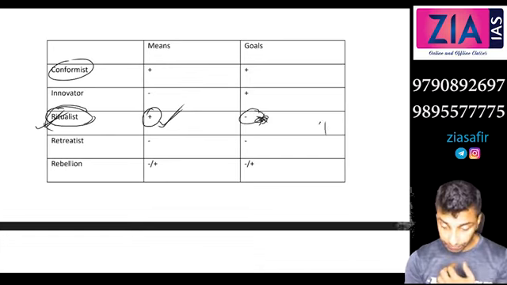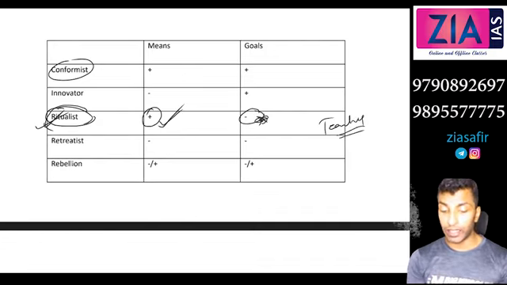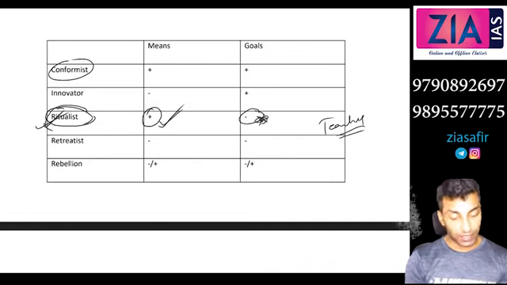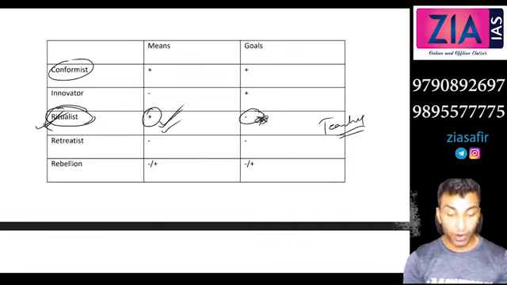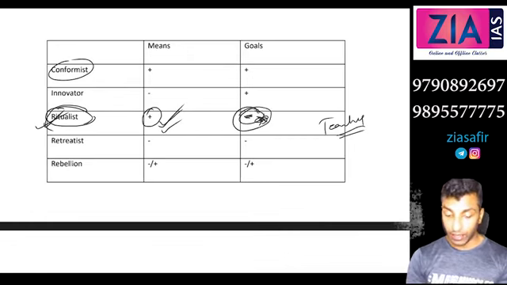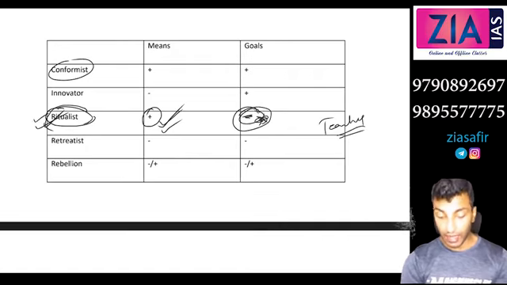Similarly, a teacher. If I keep on teaching here without knowing whether you are understanding or not, then I am following the means. I am just teaching, but I am not achieving the goal. The goal is basically to make you understand. You got it? So in that context, the teacher is also considered a ritualist.